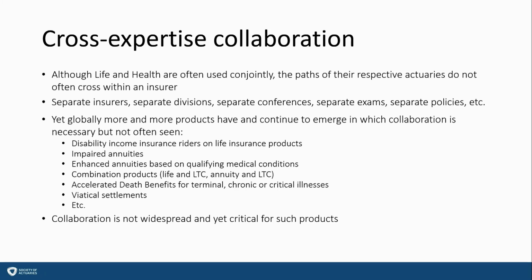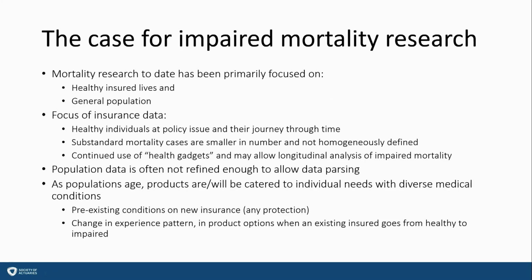We're starting to see this in the US as well over the last few years, where that single benefit might be paid for different causes. And that really emphasizes the need for more research to be able to more precisely price or value these products. So that collaboration, I believe, is very important. And really, when we get down to it, what we need to study is impaired mortality. And at the moment, there's very little information available.